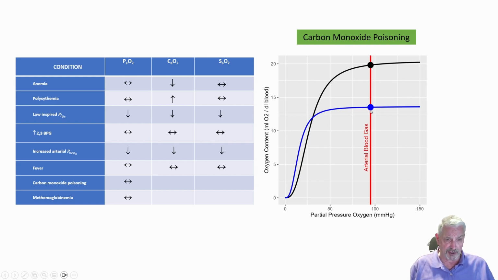But clearly, very clearly, we have a decrease in oxygen content when carbon monoxide is on board compared to the normal value shown by the black dot there. And very similarly with methemoglobinemia, we have a decrease in the plateau level of the curve over normal. But this time, because it turns into ferric iron, Fe3+, which won't bind to oxygen, we basically have a functional anemia due to methemoglobinemia, and so we get a decrease in oxygen content.